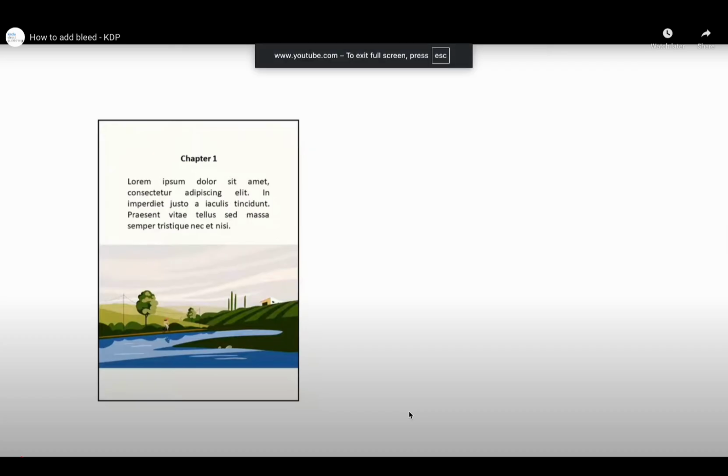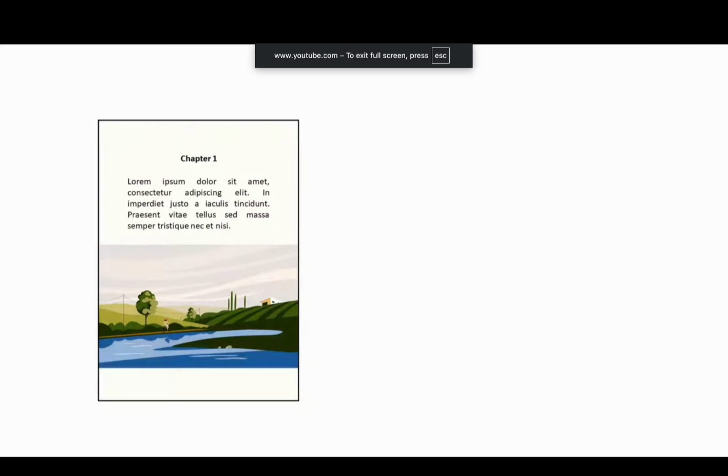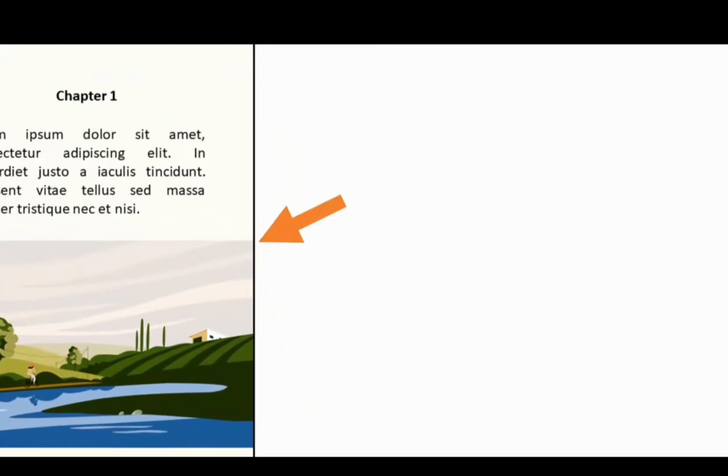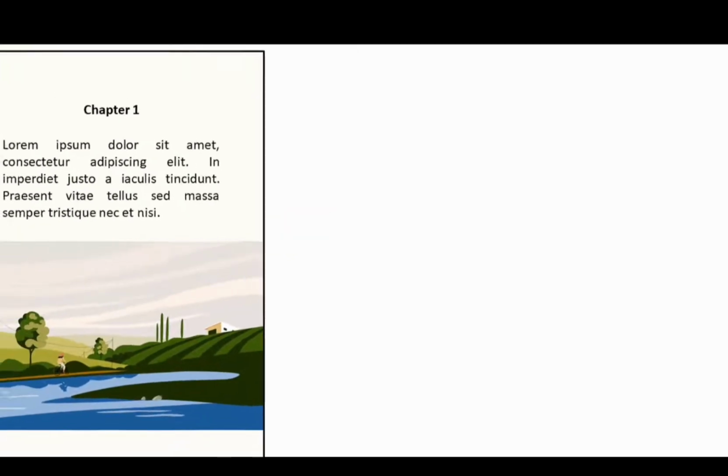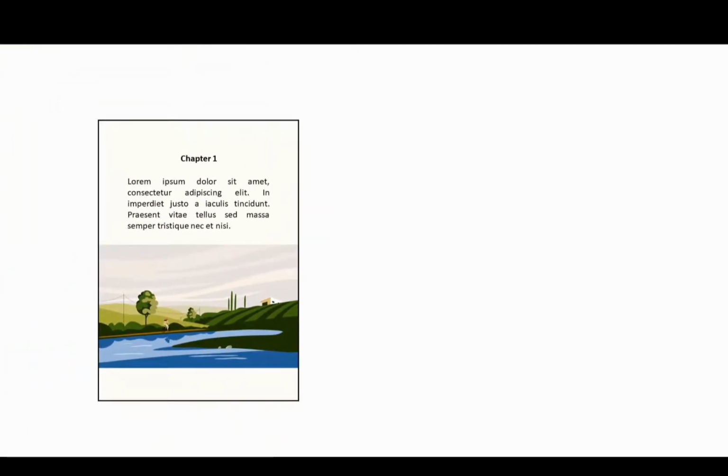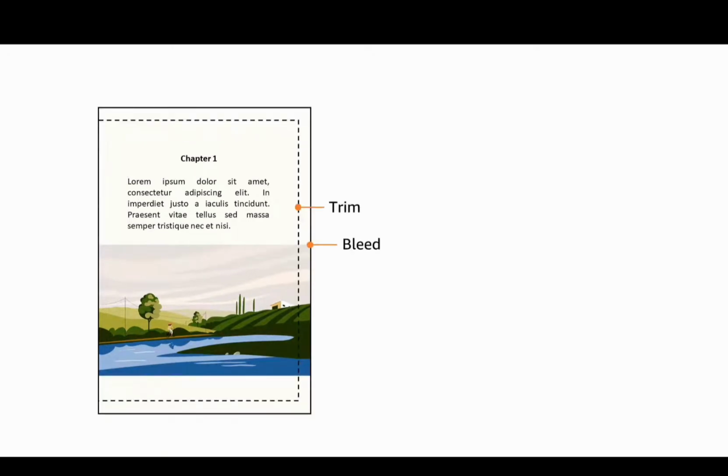If any of your interior pages contain content like images, background colors, or graphics that reach the edge of the page, you'll need to add bleed to your interior file and select the bleed option when setting up your book on KDP. Bleed is a printing term that refers to when content extends past where your book will be trimmed. When trimming your book to size, there may be a shift of up to 0.125 inches in any direction. Adding bleed extends your content 0.125 inches past the trim line to prevent a border from appearing around your content.